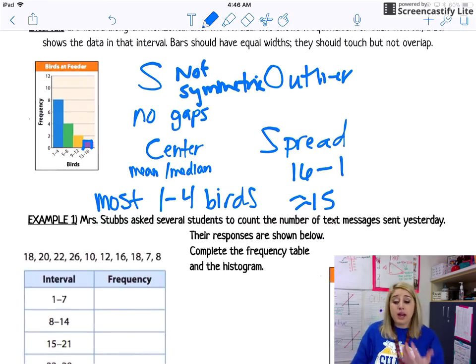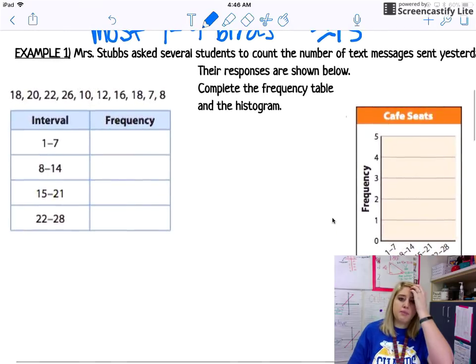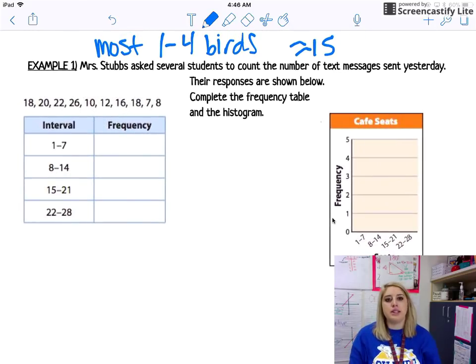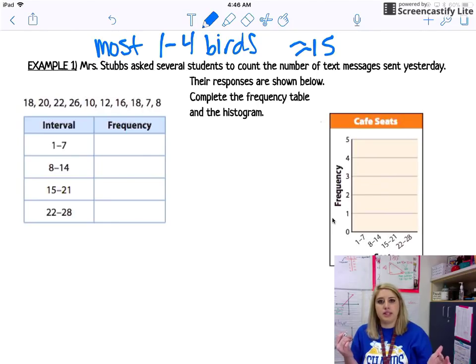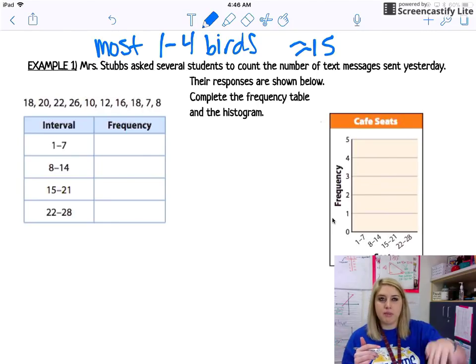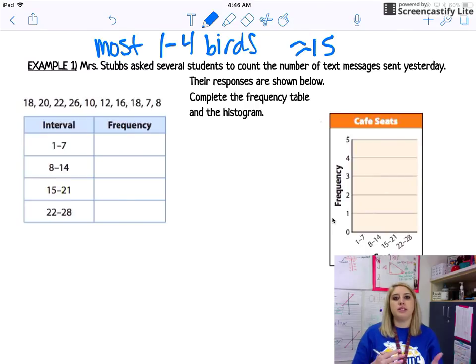Okay, so let's go ahead and actually make one of these. So this is example 1. And I went around and I asked several students to count how many text messages they sent yesterday. I did this yesterday, so the day before. And so here's what they said. One of them said 18, one of them said 20, 22, 26, because everyone's on Snapchat now anyway, right? So looking at all these numbers, I give you the intervals.